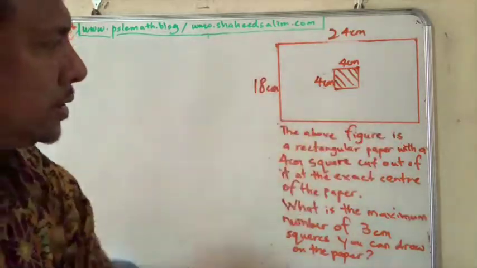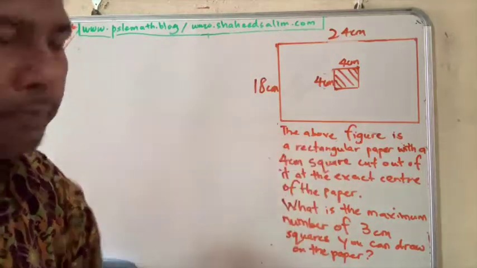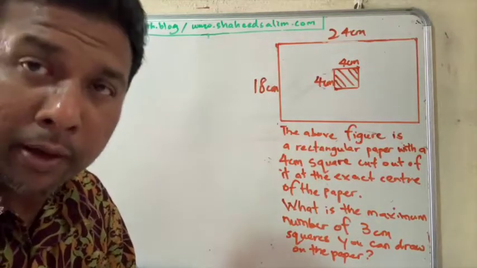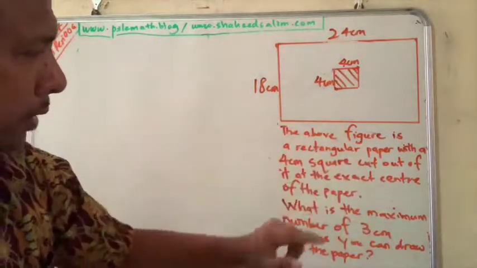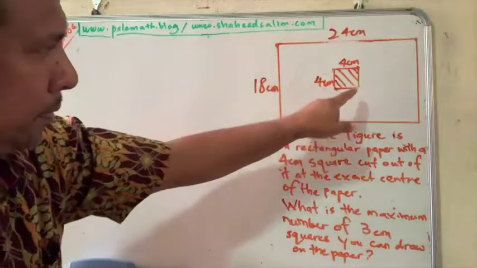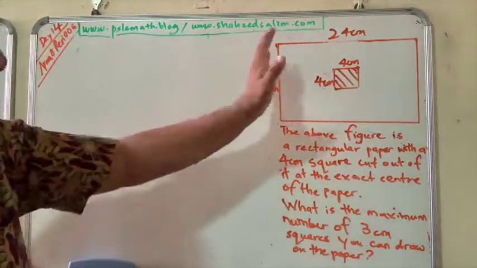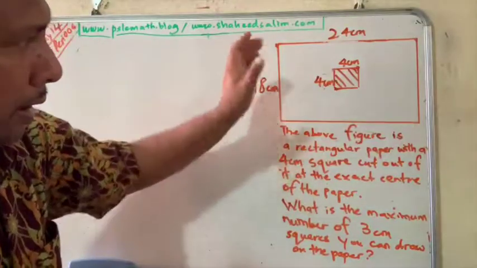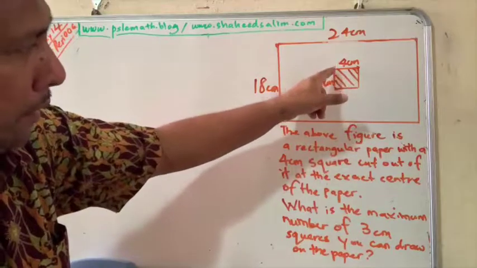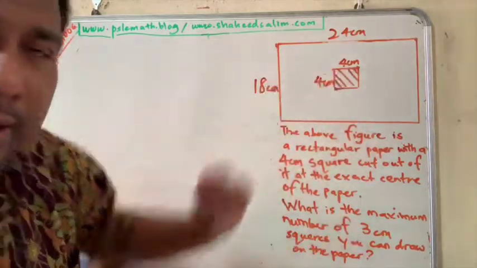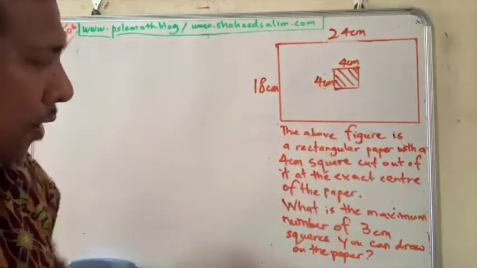We have before us a figure which is a rectangular piece of paper that has a hole in it. You have a 4 cm square cut out of it. So this is a rectangle that is actually a piece of paper, and you have a 4 cm square cut out of it at the exact center of the paper.